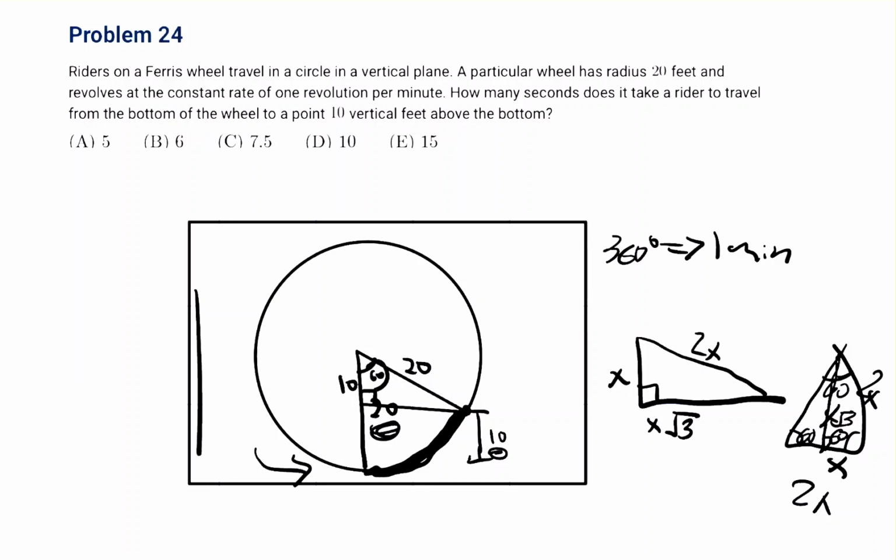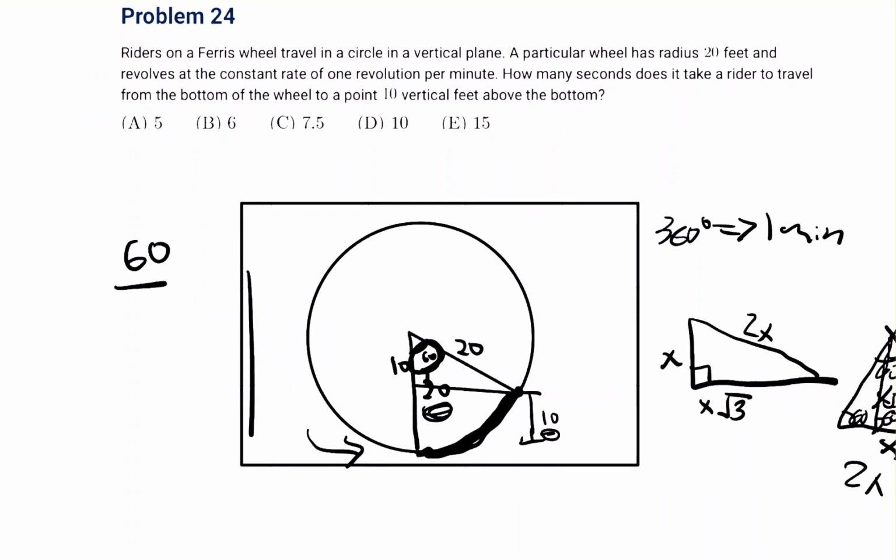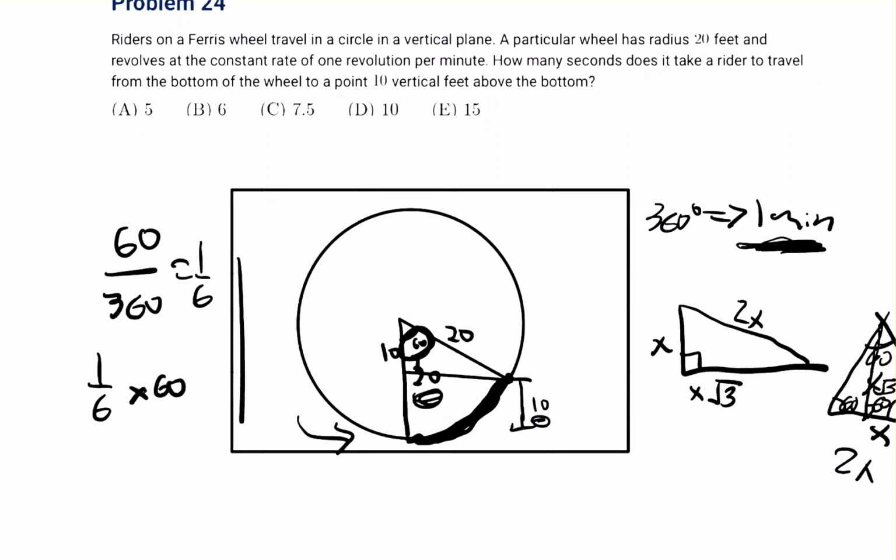Since this is 60 over here already, that would be 60 over 360, which is equal to 1 over 6. So 1 over 6 of the full arc would be how long this would be. And since one full revolution takes 1 minute, you just have to multiply by 60 seconds, which yields 10 seconds. So the answer is D, 10 seconds.